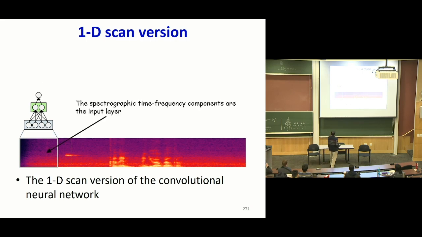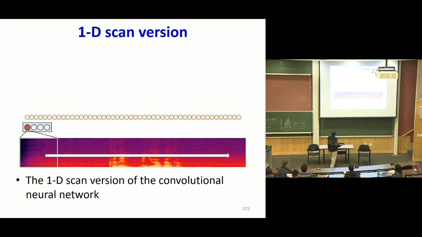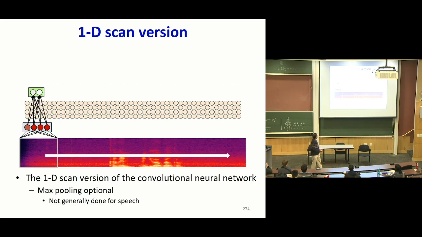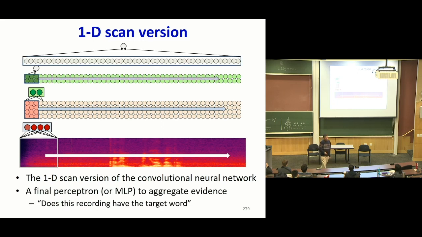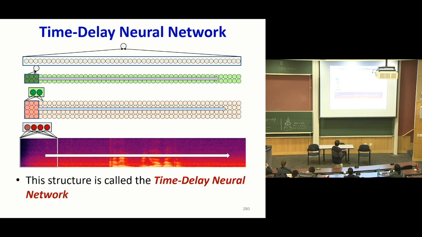The representation would be the spectrographic time-frequency components, and the computation is performed exactly as we saw in the beginning of the class. There's one key difference: when we actually perform time delay neural networks, we don't account for things like jitter, so you don't have max pooling. Accounting for a little bit of jitter makes sense in images, but a little bit of jitter can completely change the phoneme that you're trying to pronounce in speech, and so you wouldn't have max pooling in time delay neural networks. So this whole thing is a TDNN, right?